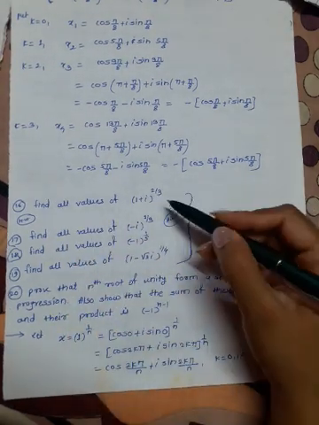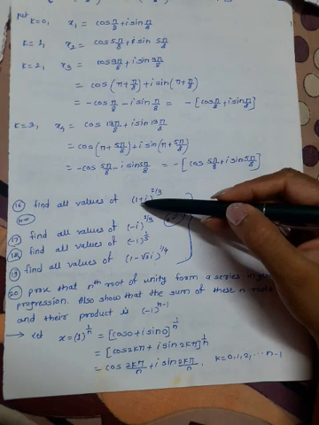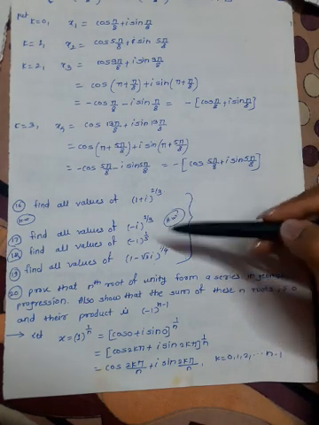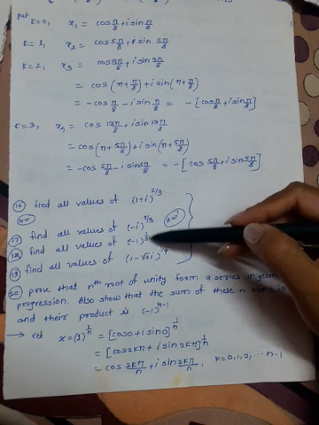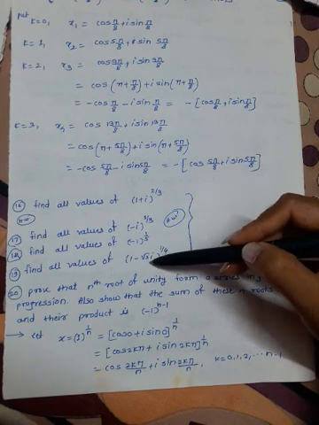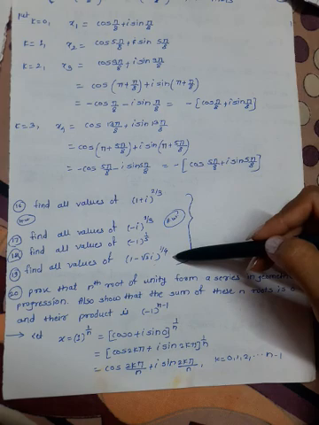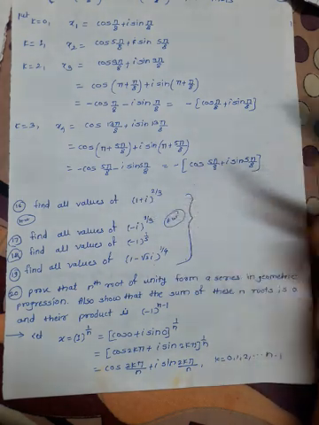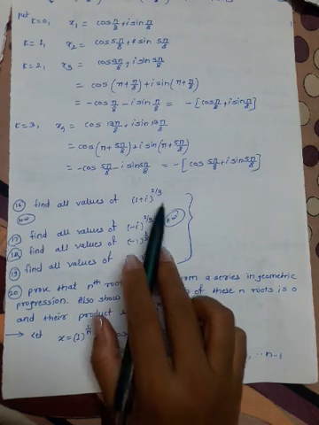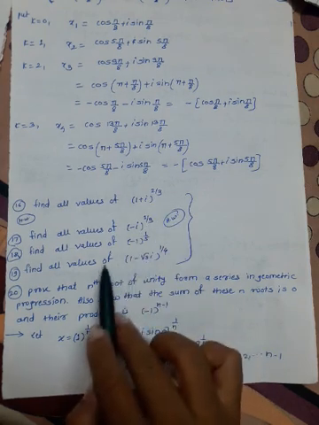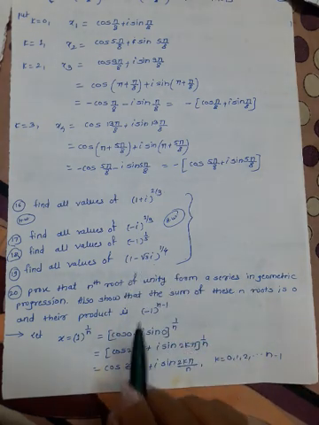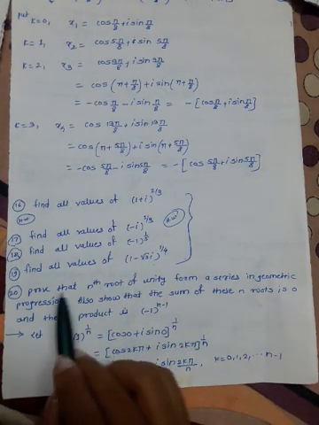Find all values of these roots in Cartesian form: 1 plus i raised to 2 by 3, minus i raised to 1 by 3, minus 1 raised to 1 by 5, and 1 minus root 3 i raised to 1 by 4. You have to just find out all the roots. Here total 3 roots are there, here also 3 roots, here 5 roots, and here total 4 roots are there. Okay, let us see the next example.